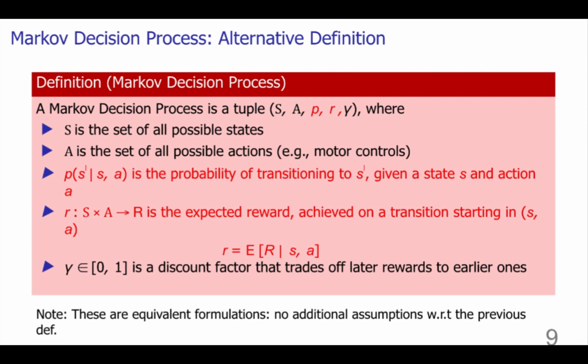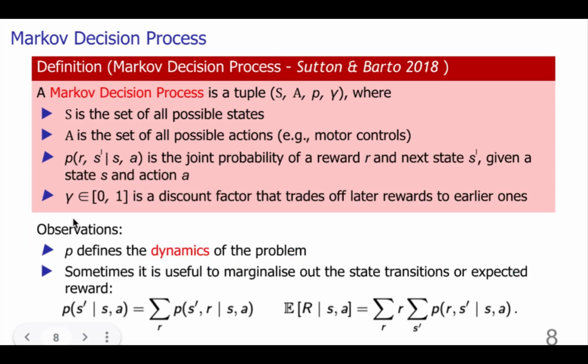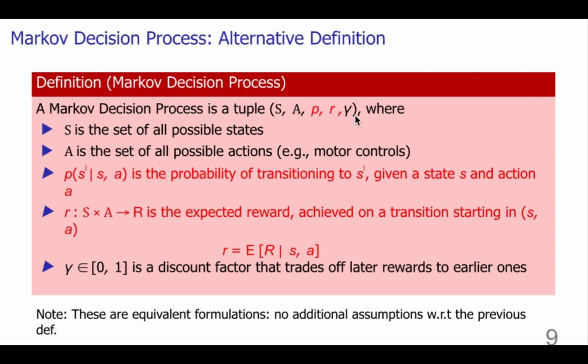So the alternative definition for a Markov decision process is again a tuple. We can consider the Markov decision process, or the model of reinforcement learning, as a tuple of all possible states, all possible actions, the probability function or the prediction function, I would say, the reward. Here we have a little bit different definition given this marginalization. We considered reward here and discount factor. This is read as the probability of transitioning to the next state given a state S and action A.